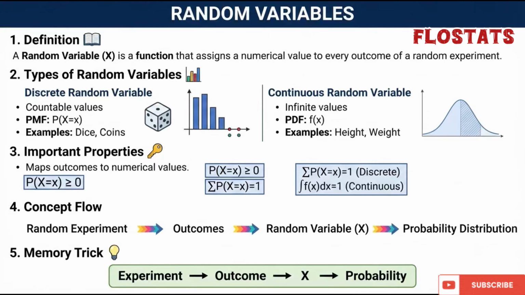A continuous random variable takes infinitely many values within an interval, such as height, weight, or temperature. For a discrete random variable, probabilities are represented using the probability mass function, or PMF. For a continuous random variable, probabilities are represented using the probability density function, or PDF.